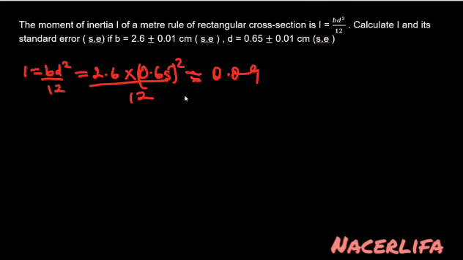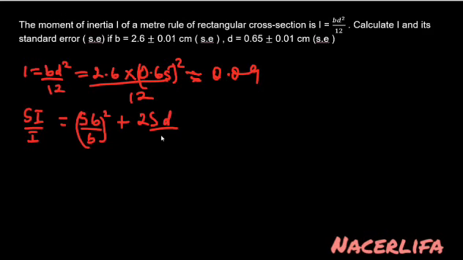It is asking again that we should find the standard error. To find the standard error, we make use of this formula. Standard error in I upon I equals, the variables we have here are B and D, so we have standard error in B upon B, we square it, plus 2 times standard error in D upon D, we square it and find the square root. The 12 here is a constant, so we are not going to make use of it.